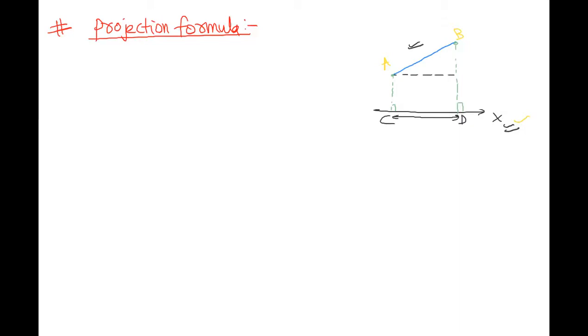Suppose here you are keeping a torch, and some light rays are coming. So the shadow of this line segment AB on the x-axis is called the projection. This is not useful for the time being, but in this triangle we will use this projection formula.